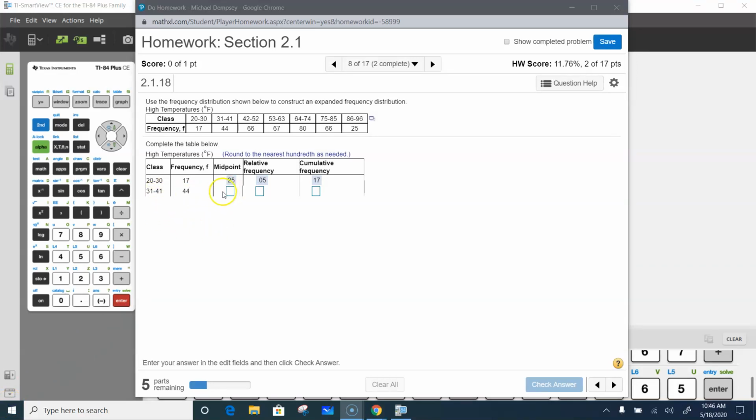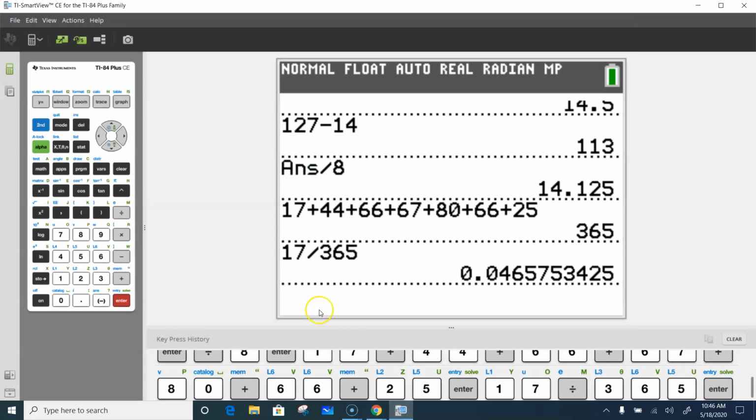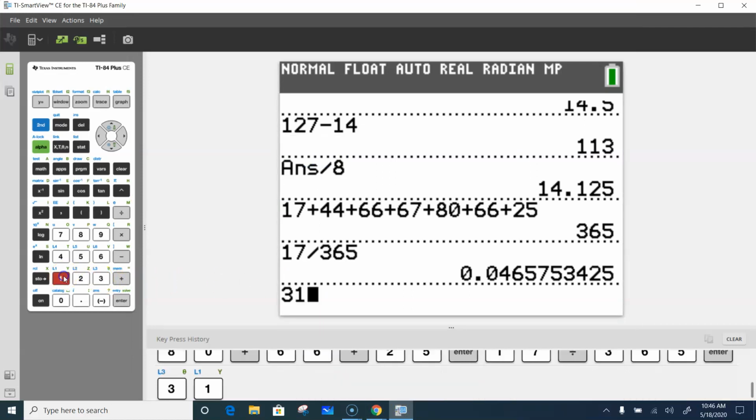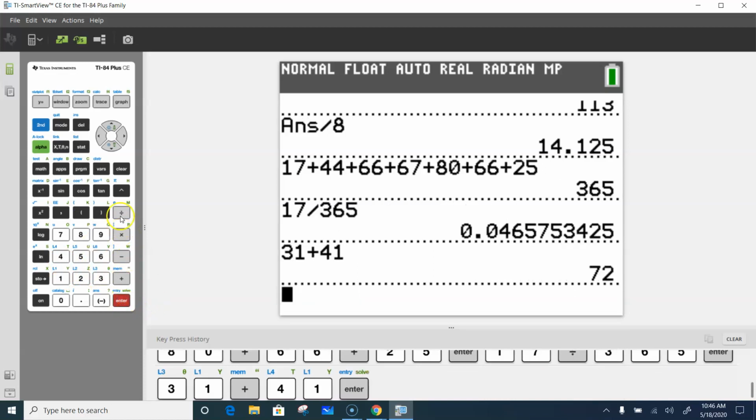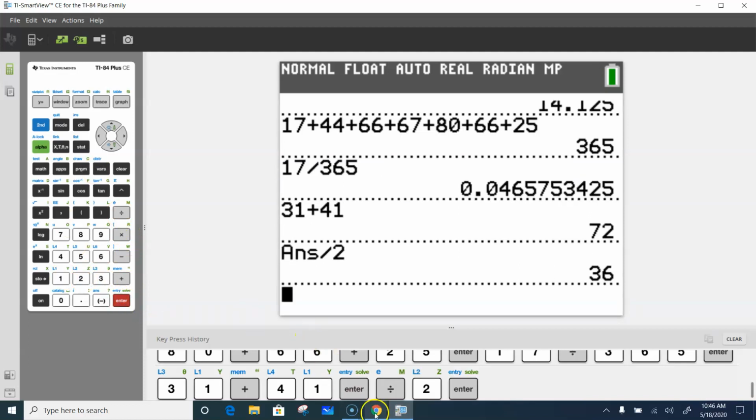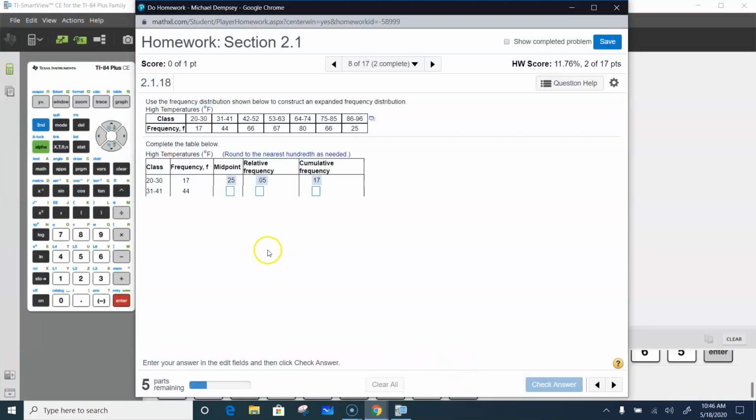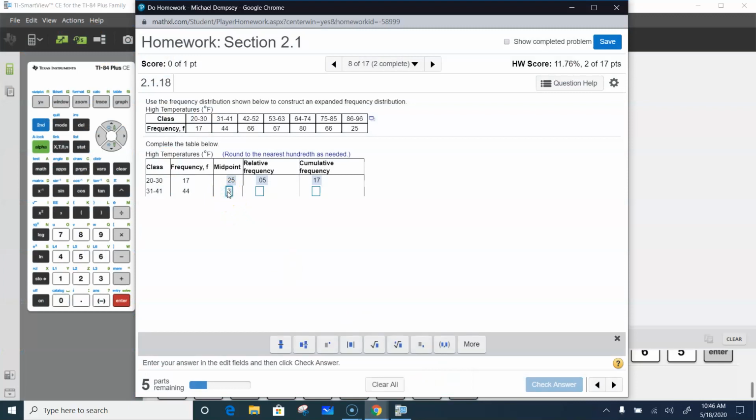So our next midpoint is going to live in between 31 and 41. So if you want to just double check that, if you're not good with picturing that in your head, 31 plus 41. We add those two together. We would divide by 2. And that's our new midpoint. That's 36. Okay. That's the midpoint of that group.